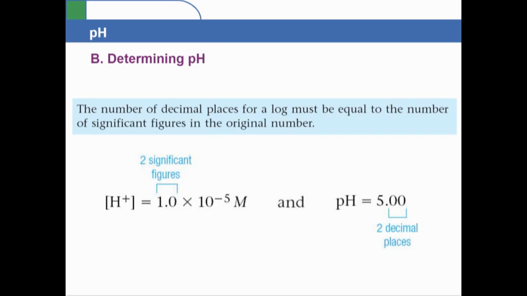Now, as far as significant figures, it's done a little bit differently. The number of significant figures in the concentration is how many decimal places you need to have in your pH. So if you notice here, it's 1.0 times 10 to the negative 5 molar. Therefore, the pH is 5.00. Two significant figures means that you have 2 places past the decimal. If there was one significant figure, then it would be 1 place past the decimal, and so forth.